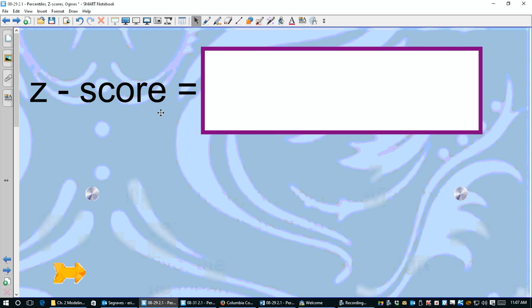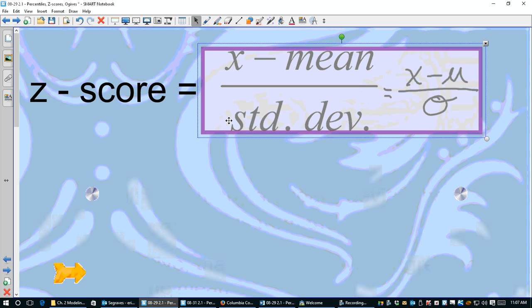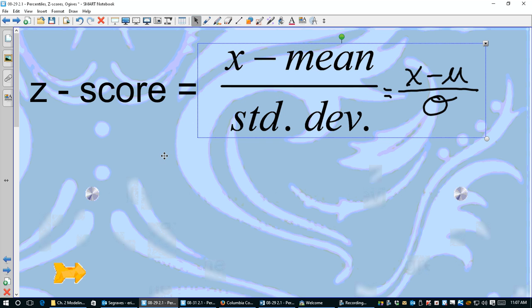Now I'm going to talk to you about a z-score. A z-score allows you to basically standardize scores against one another. The way we calculate a z-score is we take the x value that we're interested in, subtract the mean, and divide by the standard deviation. The notation I'm going to give you is x minus mu divided by sigma, so that's your mean and your standard deviation.